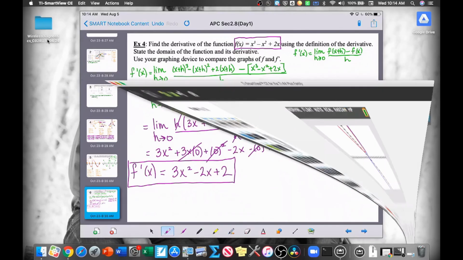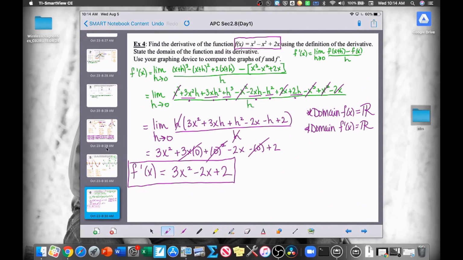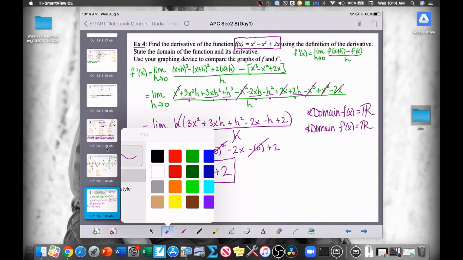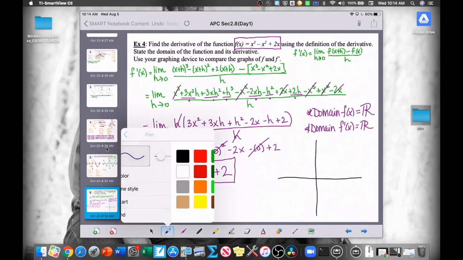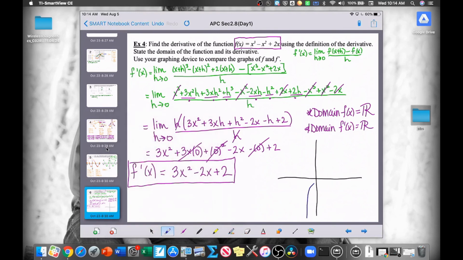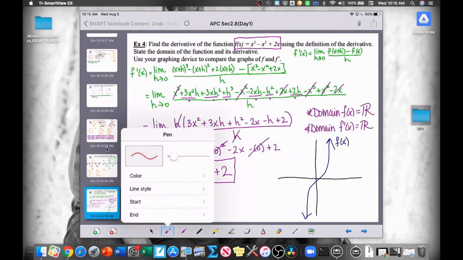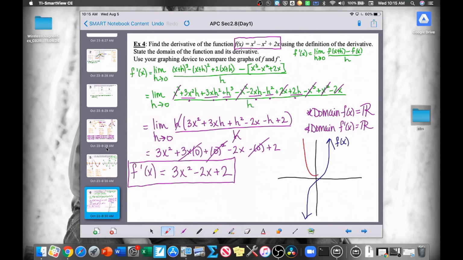So let's go back to our notes. And on our notes here, let's just sketch a quick picture of what we saw on our graphing calculator. Here's our coordinate plane. Our original function f of x looked like a snake. And our derivative function, f prime of x, looked like a parabola. Both of these polynomial functions with a domain of all reals.